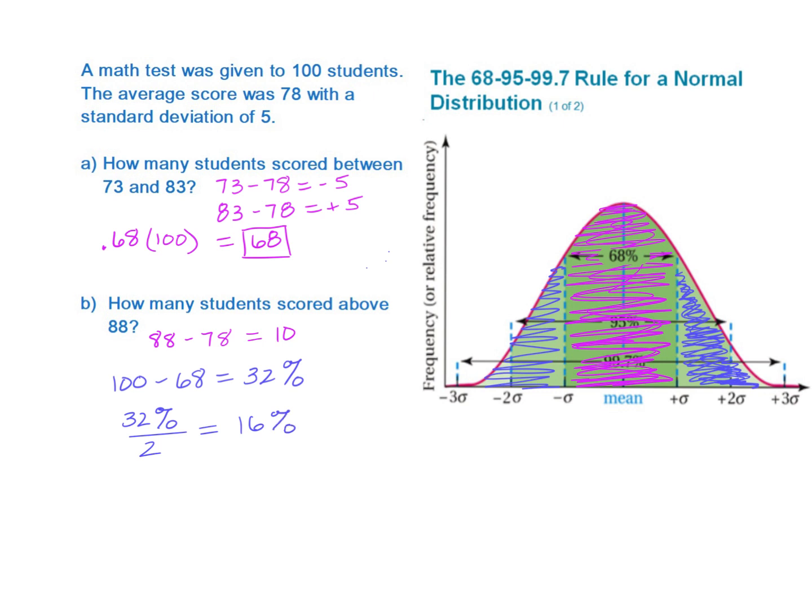And since there were 100 students, 0.16, which is our 16% as a decimal, times 100 would give me the final answer of 16 students who scored above an 88 on the test. So let's look at a couple more examples.